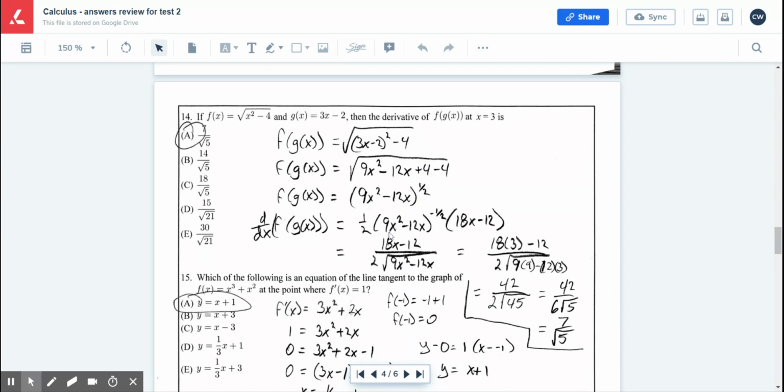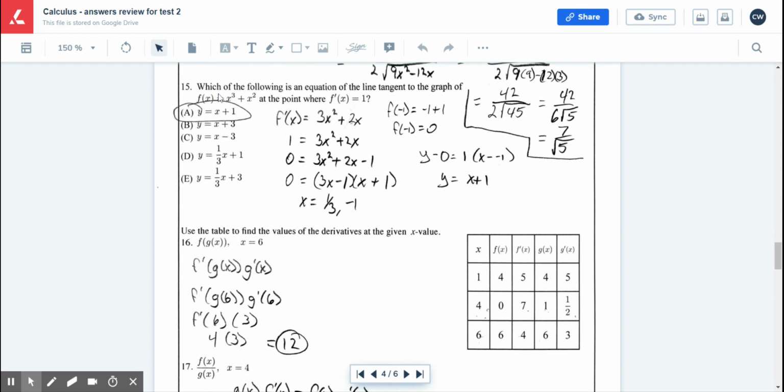Now we do a chain rule. So 1/2, inside stays the same, new exponent, derivative of the inside. So the derivative of 9x squared is 18x. Derivative of -12x is -12. I move that back to the bottom. The 2 is down there as well. And then 18x minus 12 is in the numerator. Then we plug in 3, and we end up with 7 over the square root of 5 when we reduce it.